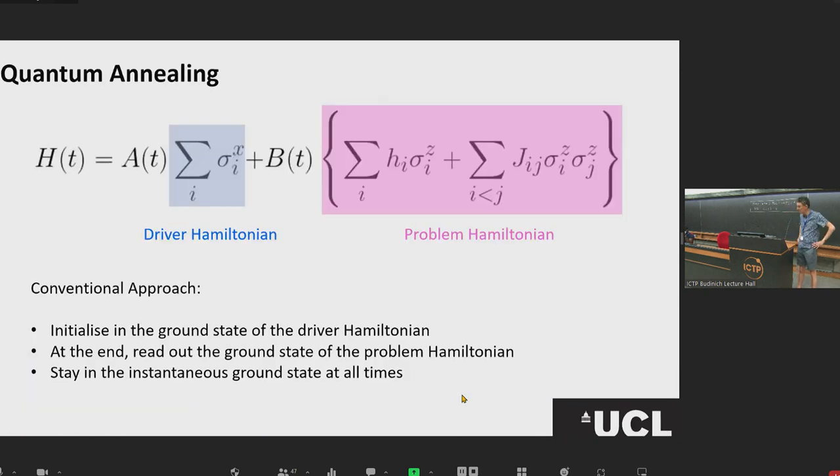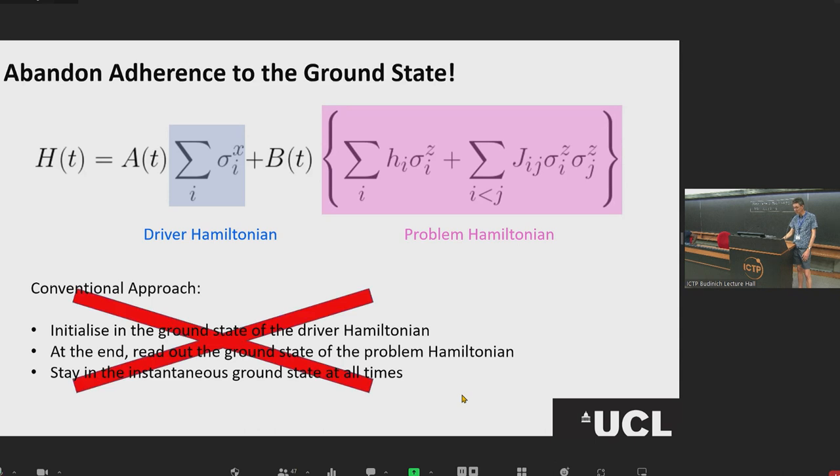Okay, so here's the Hamiltonian that I guess everyone in the room is familiar with. And in the conventional approach of quantum annealing, you initialize the system in the ground state of the driver Hamiltonian. At the end, you read out the ground state of the problem Hamiltonian in the computational basis. And the goal, I guess, of adiabatic approaches is to stay in the instantaneous ground state at all times. For the purpose of today's presentation, we're going to get rid of these three assumptions, each in turn. So we don't initialize in the ground state necessarily, we don't read out in the ground state necessarily, and we don't stay in the ground state at all times during the anneal.